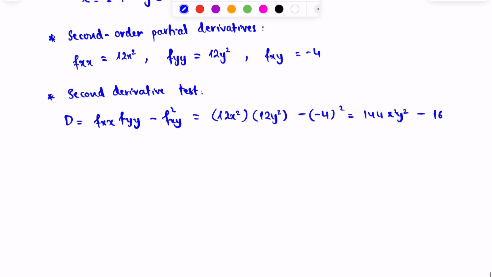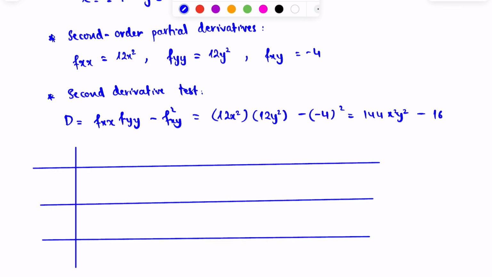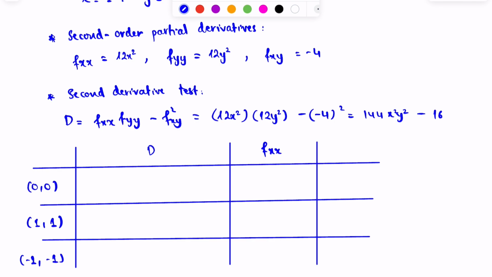Similar to the last example, I'm going to draw a table to aid with my calculations. For this table, the first column contains the critical points. That is (0, 0), (1, 1), and (-1, -1). The second column is the calculation of the discriminant at the critical point. The third column is the evaluation of f_xx at the critical points. And the last column is the conclusions that you may draw based on the values of D and of f_xx that we calculate.